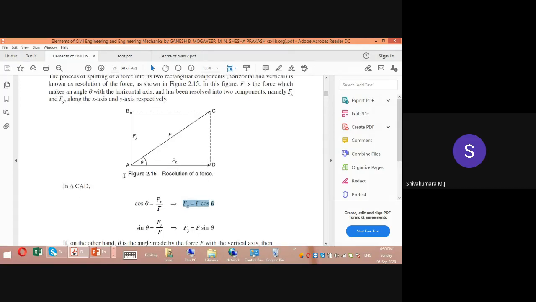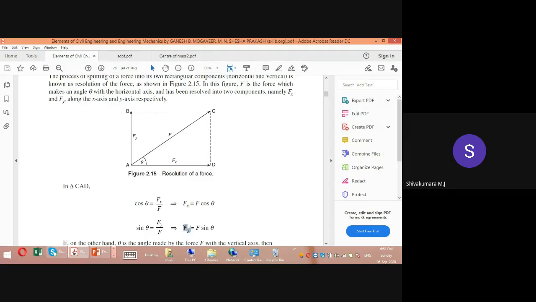And the vertical component, that is CD, which is nothing but AB. So taking the sine trigonometric function, sine theta will be opposite by hypotenuse. Opposite is CD, hypotenuse is AC. CD is nothing but AB, so we can write sine theta equal to Fy by F. So Fy will be equal to F into sine theta. So the horizontal component of F is Fx equal to F cos theta, and the vertical component of F is Fy equal to F sine theta.